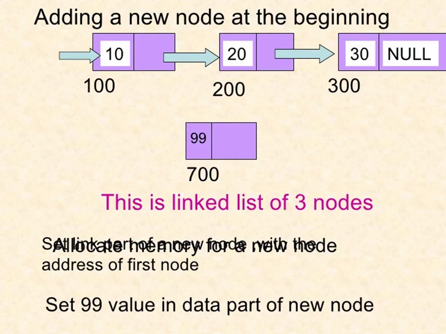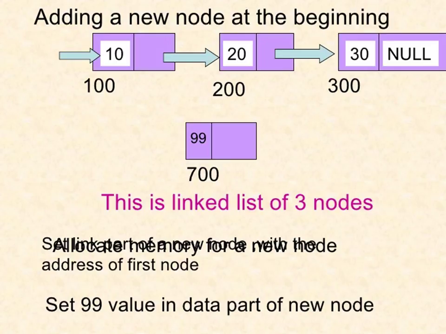10 and 20. To insert this new node in between 10 and 20, it is a very simple mechanism. What we need to do? Simply we can adjust the links. We can store this new node address 700 in the link field of the 10 node. Actually in the link field of the 10 node, in our given linked list, we have 200. Now, in place of the 200, we need to store 700. By storing that 700, we have the connection in between 10 and 99.